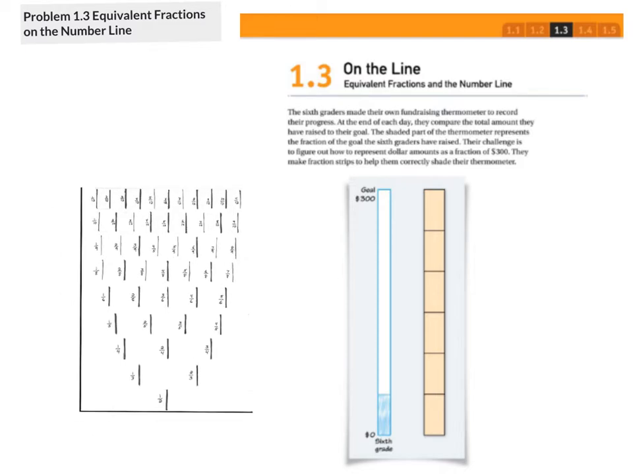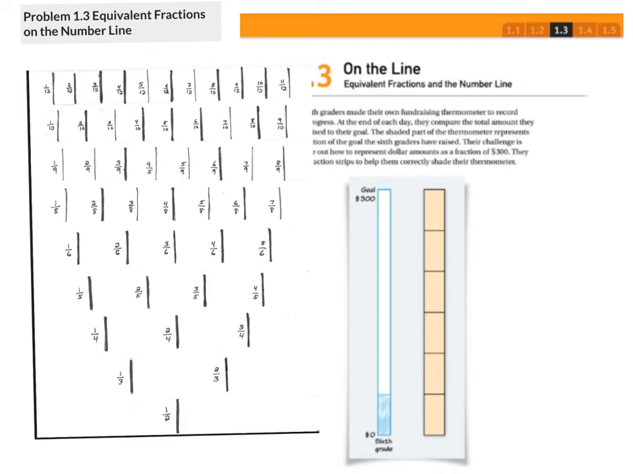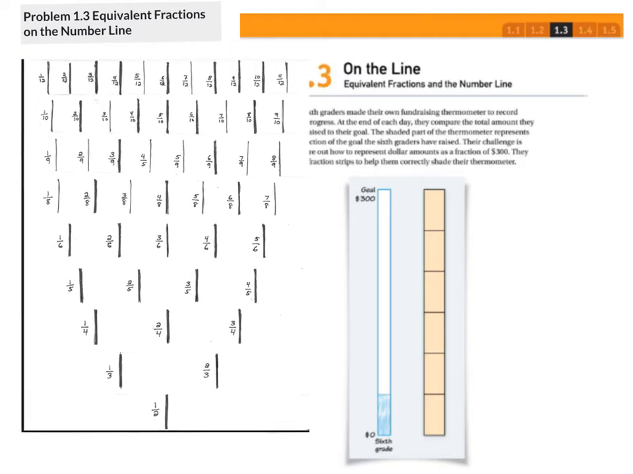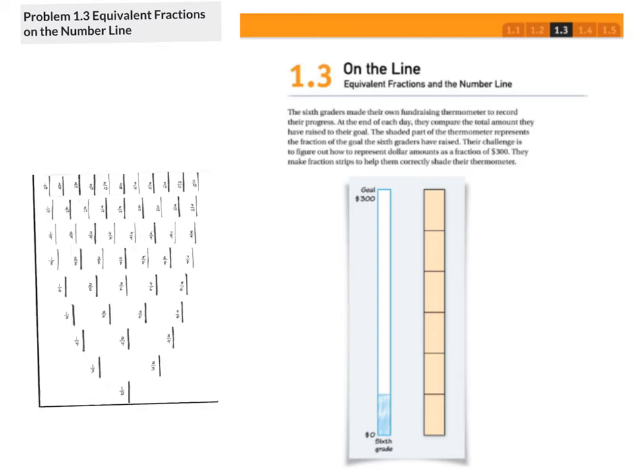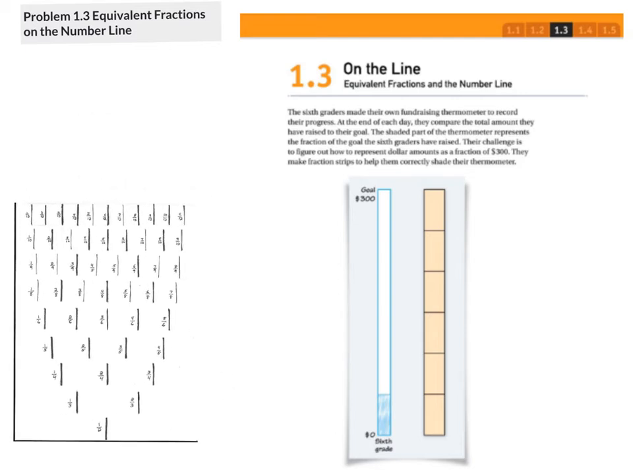So what you see here, these are the fraction strips. I made them for you, and we'll use this sheet of paper as we do this lesson. So with this lesson, just follow along with me. The first thing you should do though is take out your spiral notebook, label, right hand corner, so we're on problem 1.3, and today is October 16th.